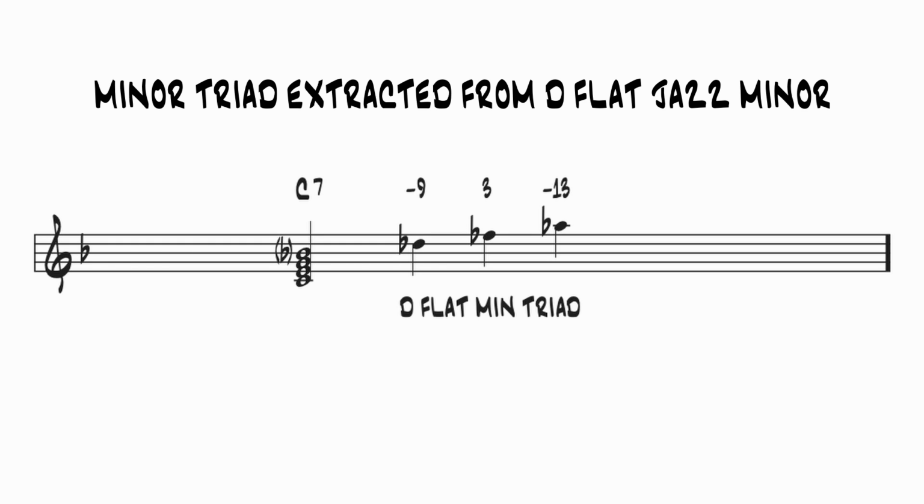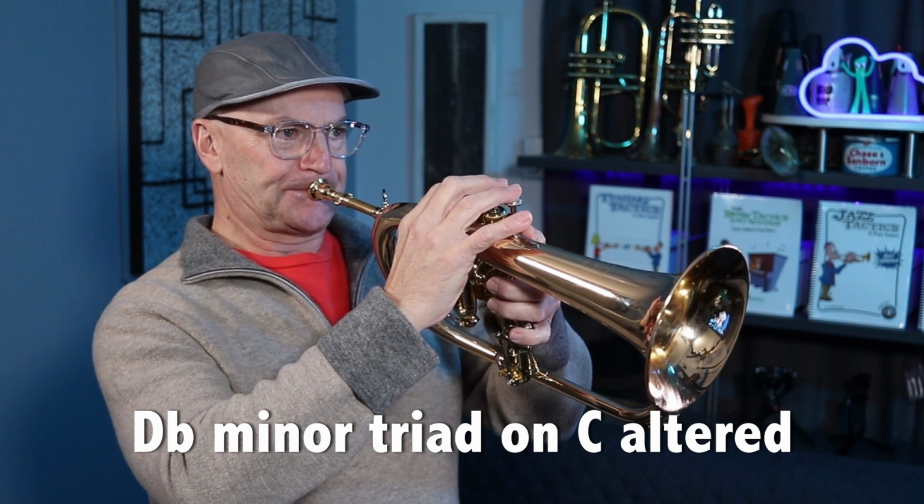Now, using the D-flat jazz minor scale as a substitute for C altered can be a lot to get your head around. So I'm going to show you a couple of approaches using just some of the notes from that scale. In the first example, I'm going to use the 3 notes of a D-flat minor triad. These notes, D-flat, F flat or E, and A flat, represent the flat 9, major third, and flat 13th on a C altered chord.